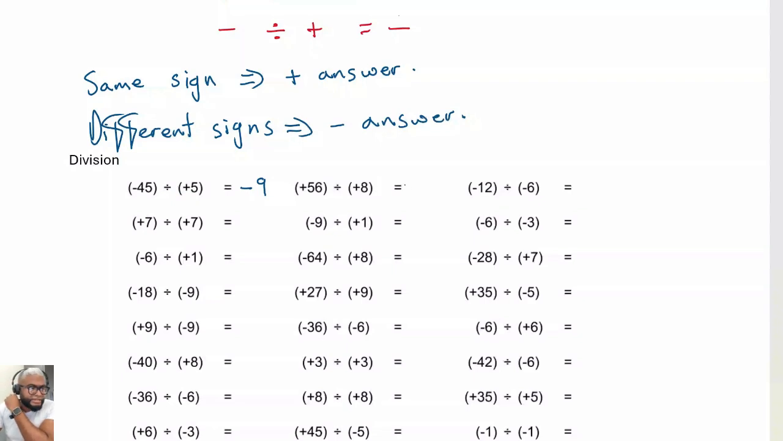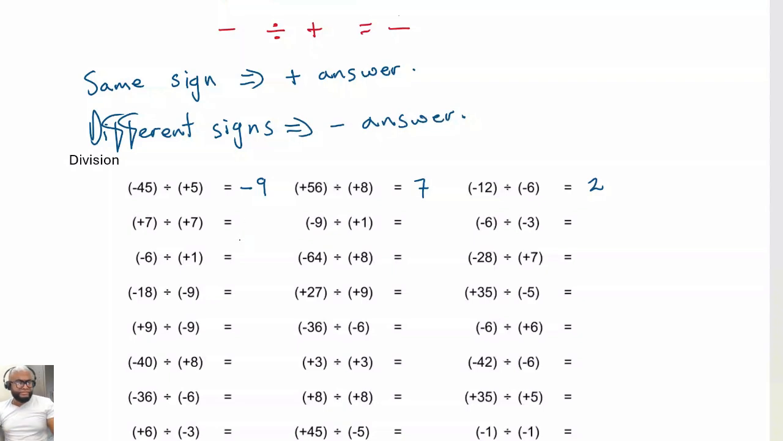Next one, Sheldon. And Sheldon, you have to speak up, I hear you real low. Okay, so positive 7. 7 8s are 56, right? You don't have to put the positive in front, right? Kimani. Negative 12 divided by negative 6. So that's positive 2, right? Or just 2.